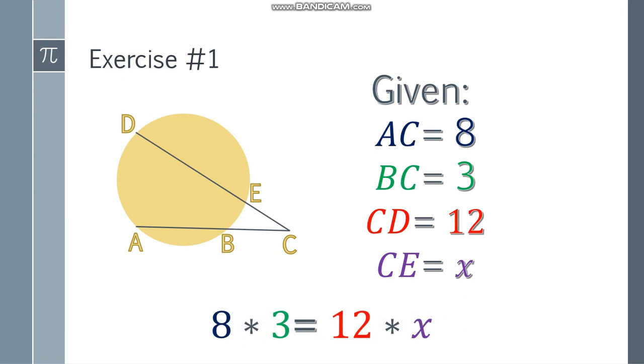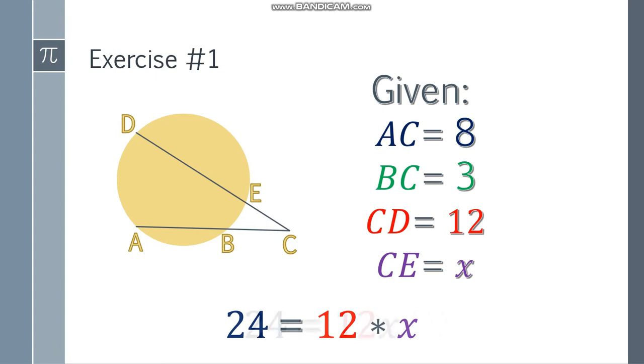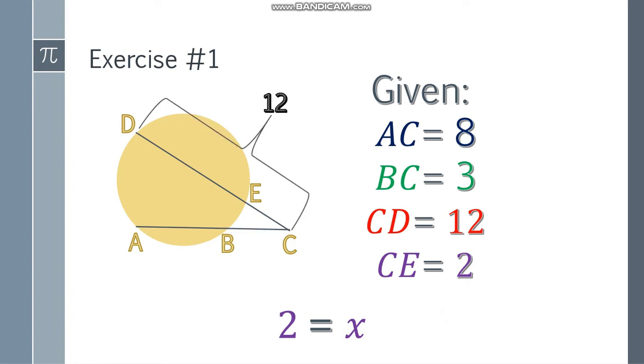So let's simplify it. 8 times 3 will be 24, is equal to 12 times x. 12 times x will be 12x. And the value of x will be 2. And there you have it. That's easy.